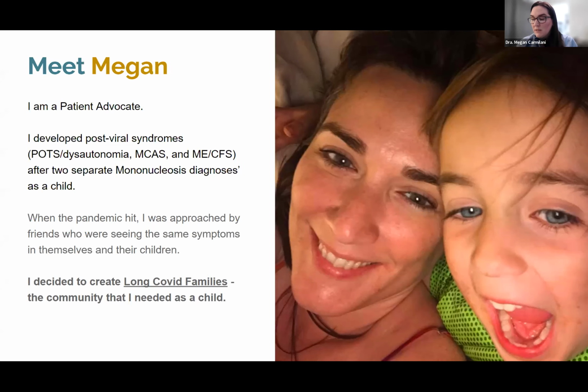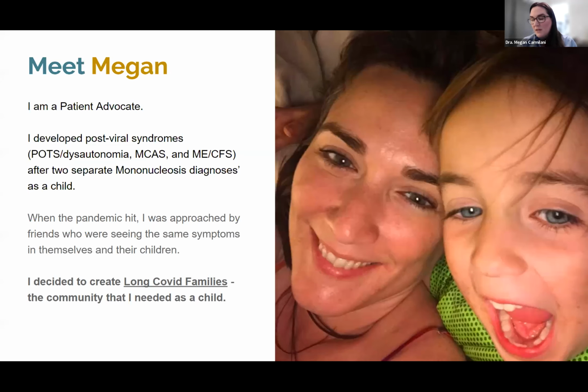In our community, we recognize that illness is a disruptor. It disrupts every aspect of someone's life. So we foster reconnection. We have 3 pillars at Long COVID Families: connection to self, connection to family, and connection to community. Regarding connection to self, illness disrupts our connection to our bodies.